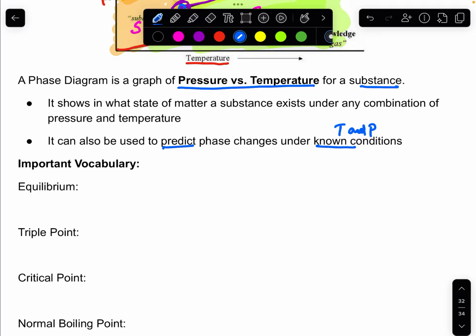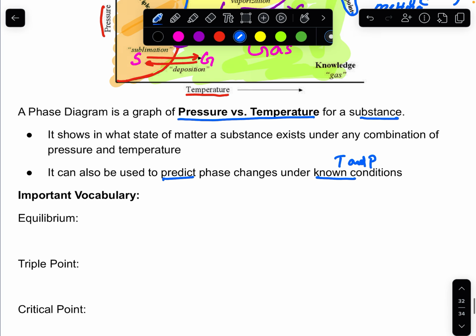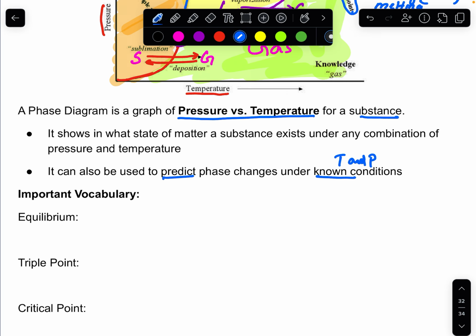Okay, then equilibrium. Equilibrium means things are equal to each other. We already learned thermal equilibrium, right? Thermal equilibrium is in our zeroth law of thermodynamics. That means when three substances are at the same temperature, that is called thermal equilibrium. So here in the phase diagram, equilibrium means equilibrium between two substances or between three substances.